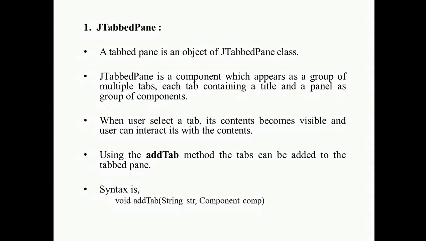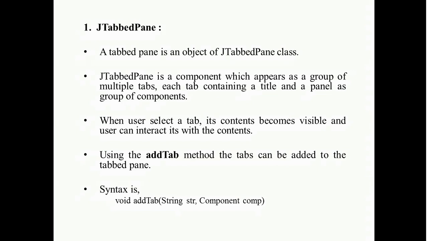In JTabbedPane, the addTab method is used to add the tabs into the tabbed pane. Means using the addTab method, the tabs can be added to the tabbed pane. And the syntax of addTab is void addTab having two parameters. First is String str and second parameter is Component comp.